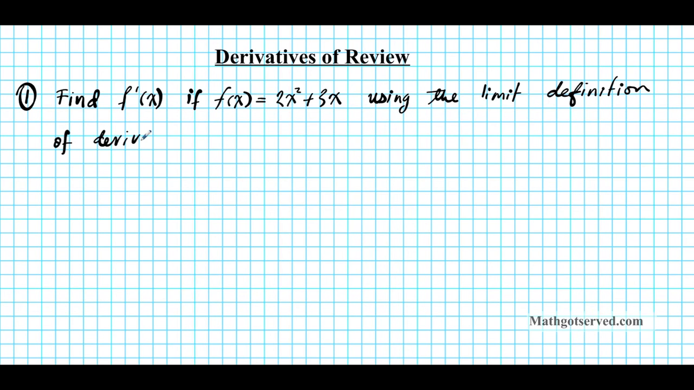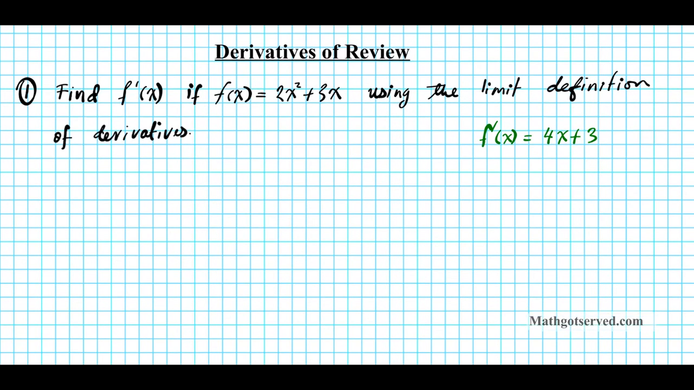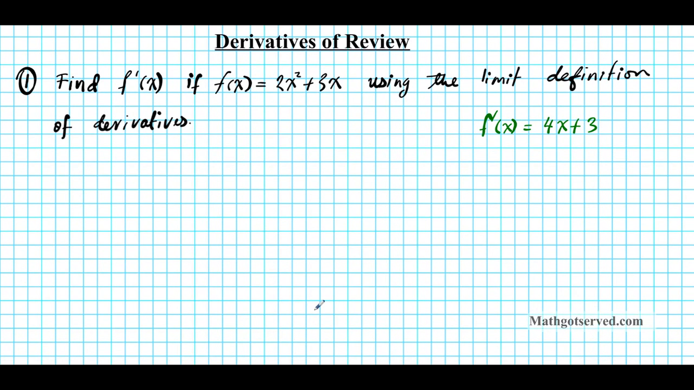So if we wanted to use the formulas, it would be easy for us to compute what this derivative is. So let's do it down the side. f prime of x using the power rule is going to be 4x plus 3. So when we use the limit definition of derivatives to find the derivative of this function, we should expect to get 4x plus 3 as our final answer. All right, so let's write down what the limit definition of derivatives is first, and then we'll go ahead and start looking for the derivative using the formula.